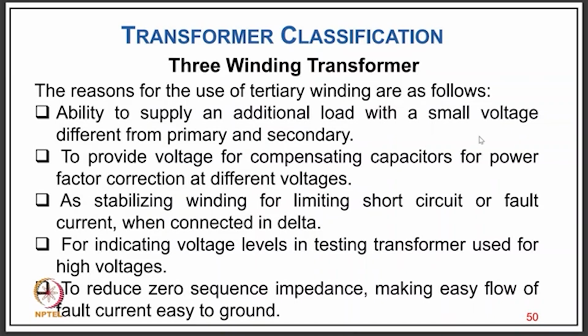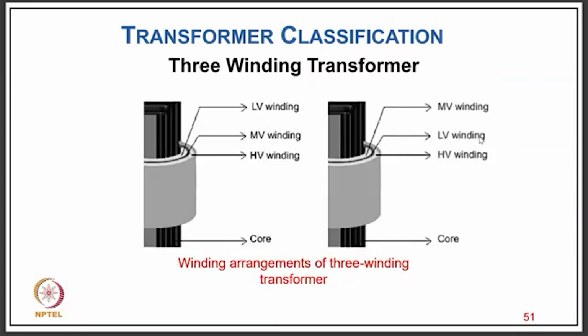It also provides the voltage for compensating capacitors for power factor correction at a different or optimum voltage, even in distribution or transmission transformers. It serves as a stabilizing winding for limiting short circuit or fault current when connected in delta, for indicating voltage level in testing transformers used for high voltage, and to reduce zero sequence impedance, making it easy for fault current to flow and easy to ground. You can see how the LV winding is placed with the core in medium voltage, high voltage or low voltage winding arrangements in a 3 phase transformer.